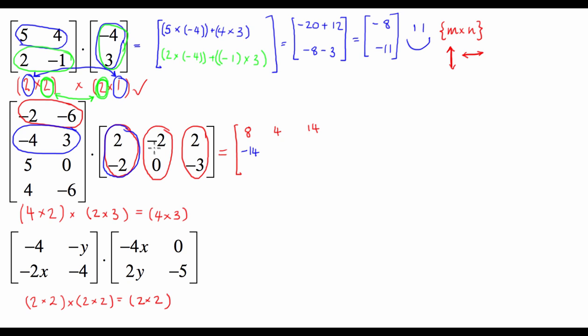We then go the same row times by the next column. -4 times -2 is 8. 3 times 0 is 0. So it's just going to be 8. Then we go to the next column. -4 times 2 is -8. 3 times -3 is -9. So we have -8 minus another 9 is going to be -17.